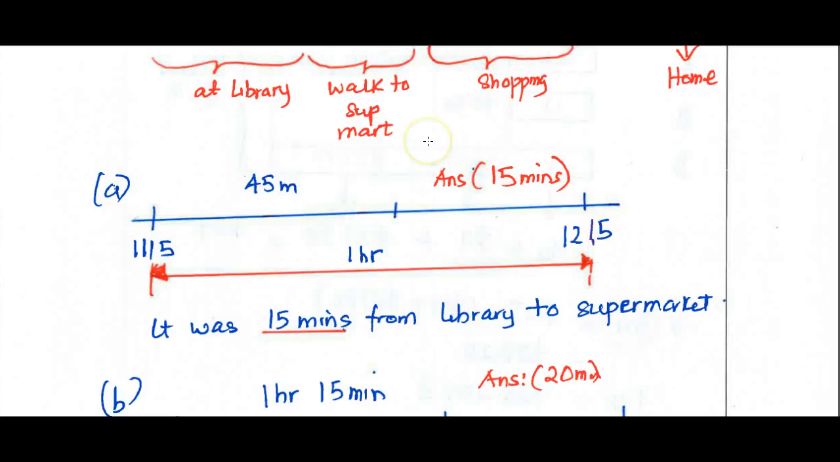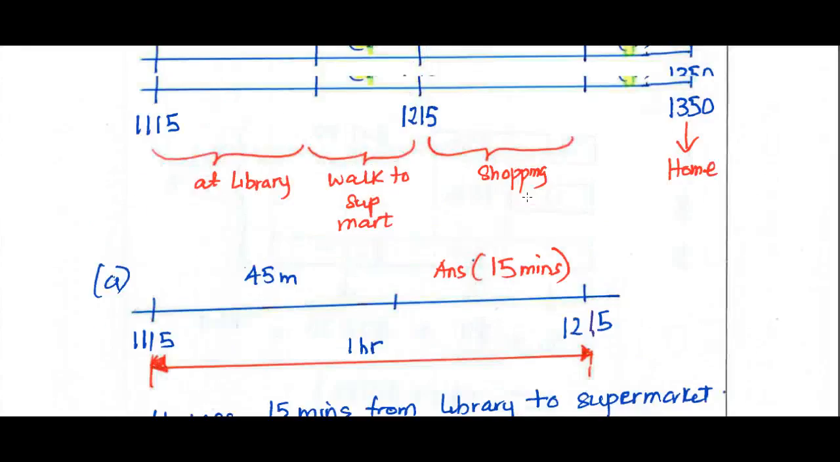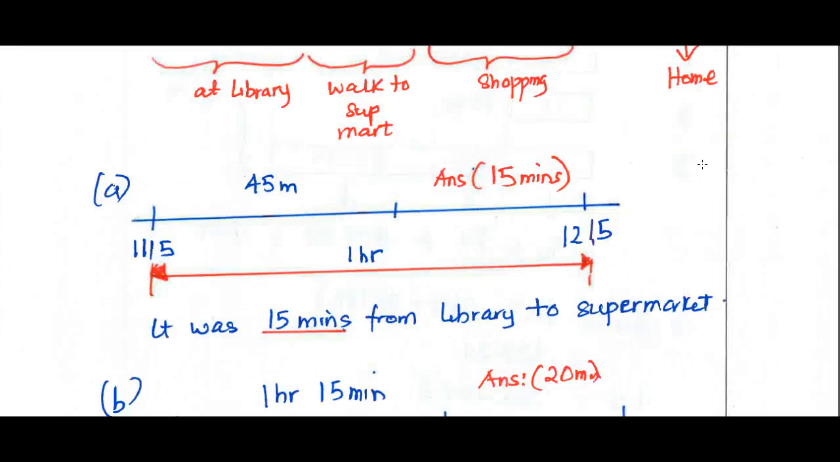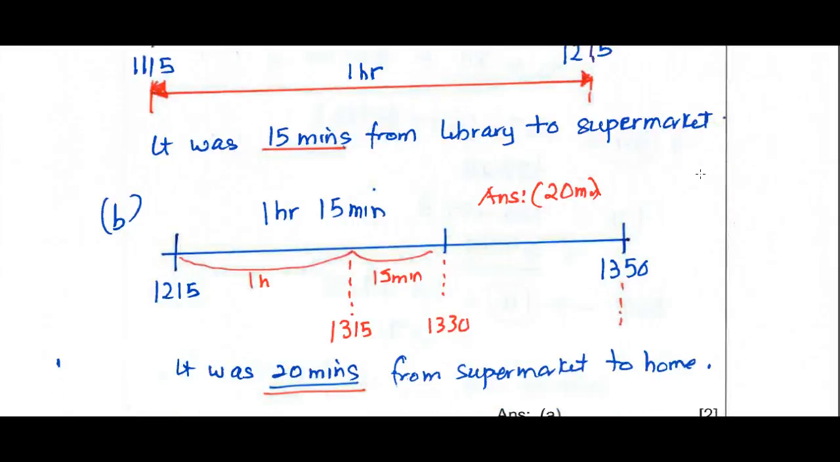Stare at this and understand it. It is straightforward and easy. I got the beginning time and ending time here, so I should be able to get the time she took to walk to the supermarket. Now the second part is here, same thinking. Starting time is 12:15, ending time is 13:50. Let's take a look.